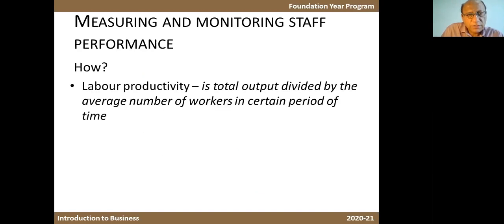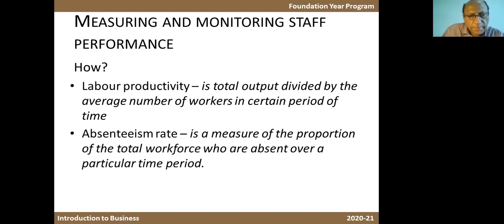And how can we measure the performance? There are a few terms we have to know. One is productivity: the number of outputs which a company makes in 1 month or 1 year, divided by the total number of workforce. So how many employees produce how many units? This is labor productivity. Higher is better.